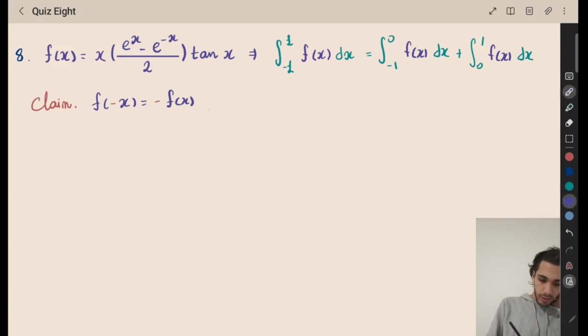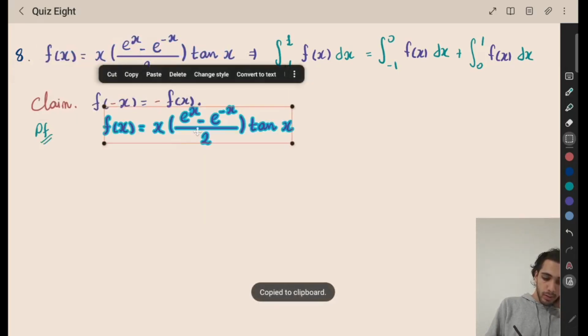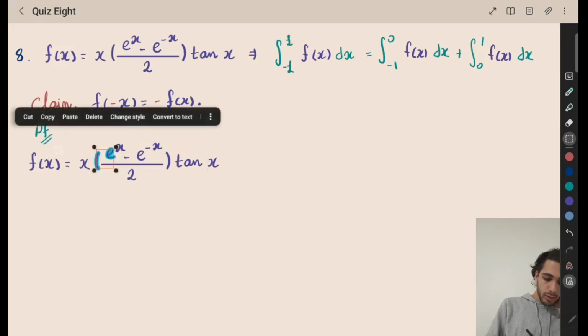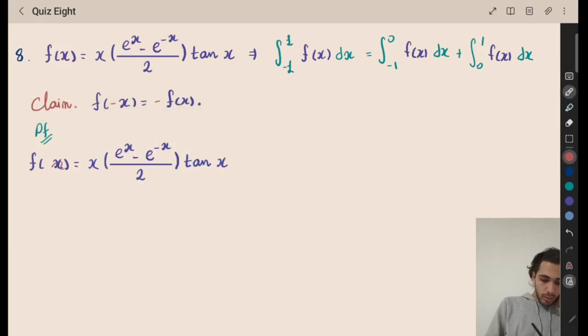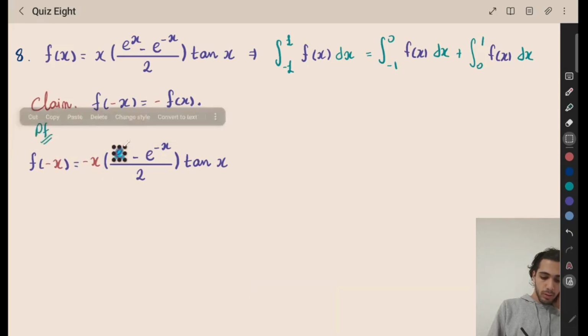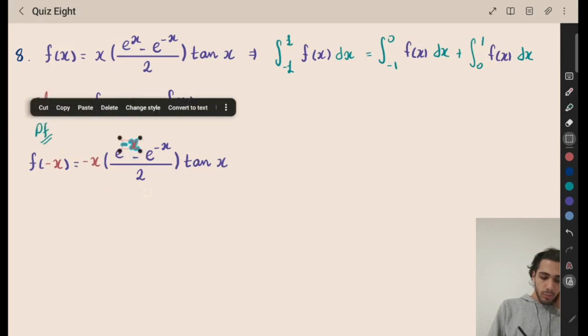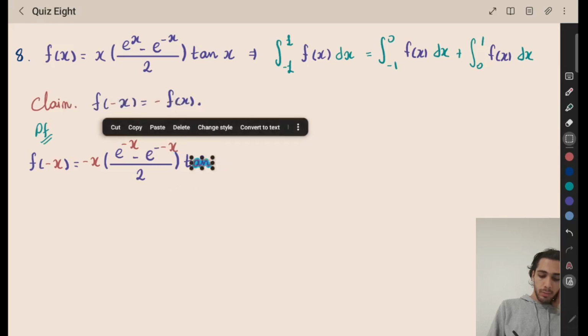So f of minus x would be plugging in minus x for x. So don't get lost here. I'm looking for minus x. I'll remove all of my x's and I put minus x's: minus x, and then minus of minus x, and then tangent of minus x.